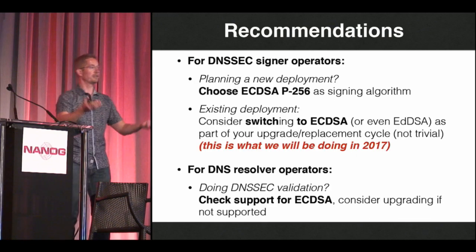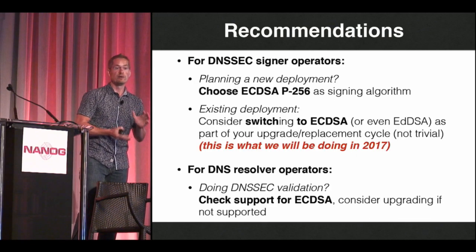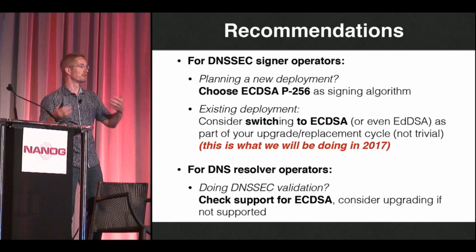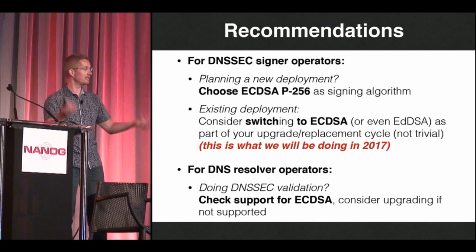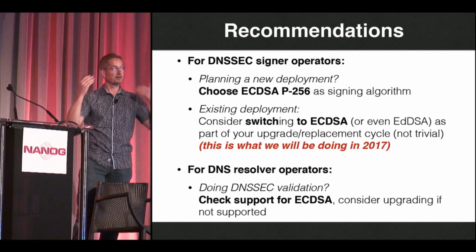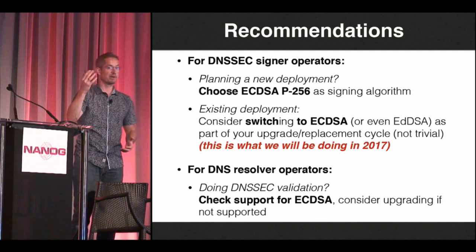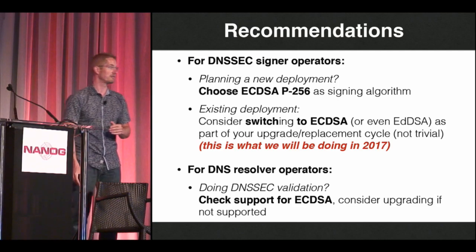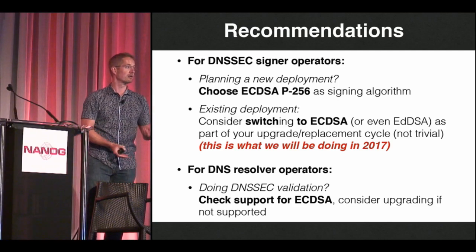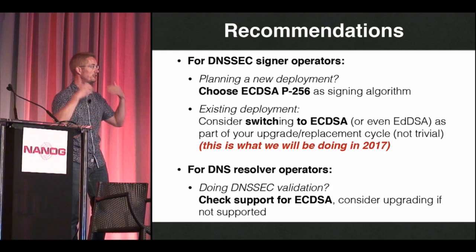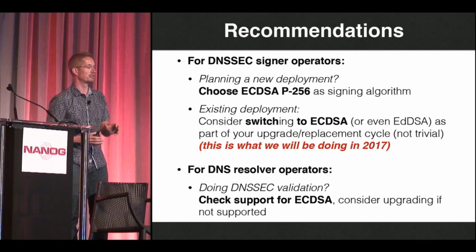So what would it mean for you as operators? DNSSEC deployment currently is around 3% of domains worldwide. So that means 97% of domains are not yet DNSSEC signed. If you're planning to deploy DNSSEC, my recommendation would be don't go with RSA, sign with ECDSA P256, or if you're waiting a little bit longer, go with one of the EdDSA algorithms. And if you have an existing deployment, you should start thinking about switching to ECDSA.